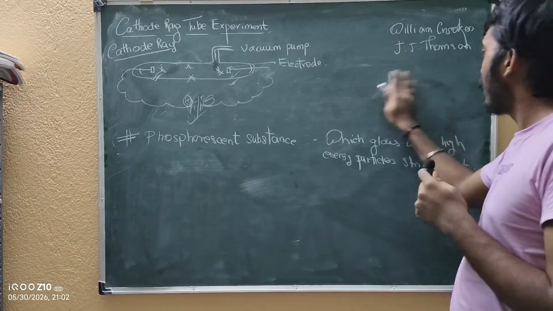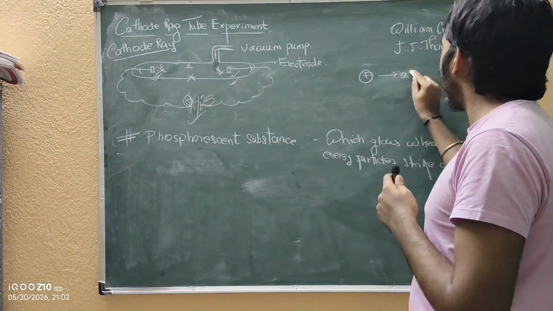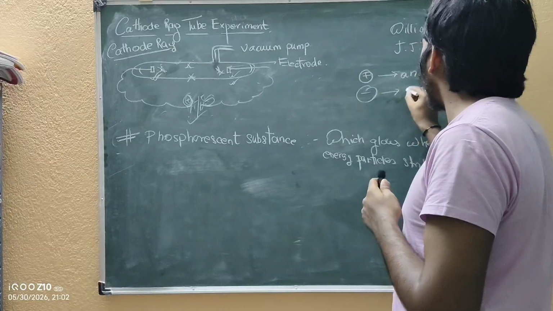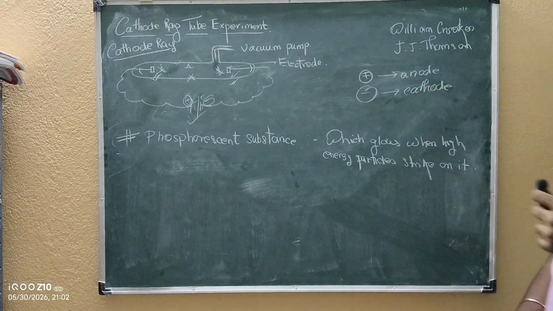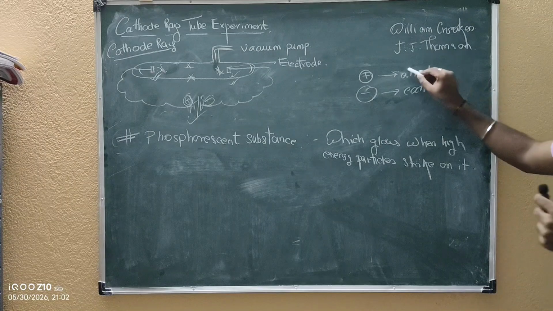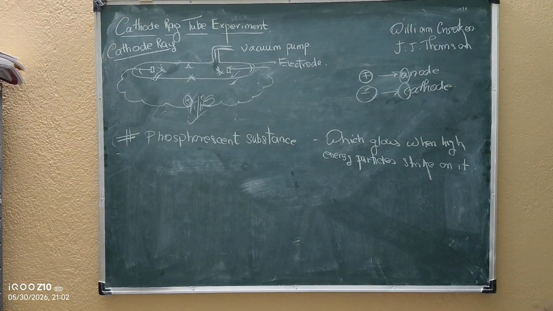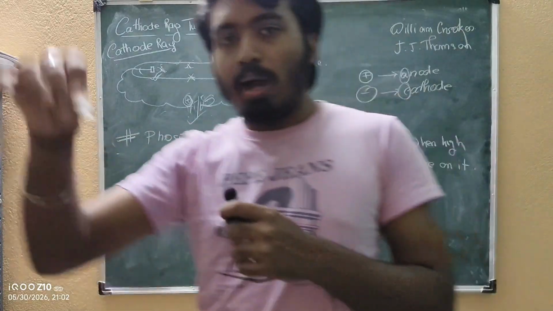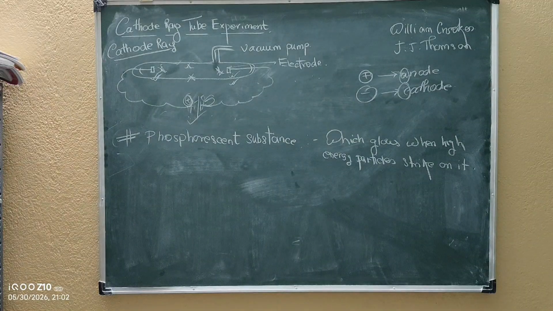Now how to remember? See, positive is anode and negative is cathode. Now there is a very interesting way to remember this. How? See, anode has A, cathode has C. Anode as A, cathode as C. Now you know two different types of ions. Do you know that? Cations and anions. Two types of ions, cations and anions.